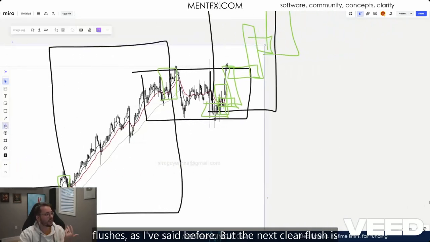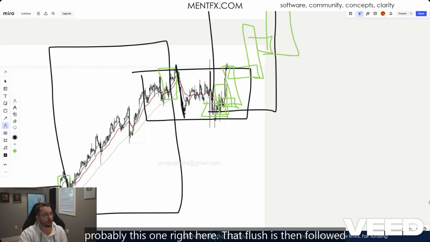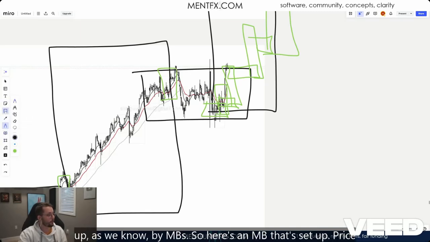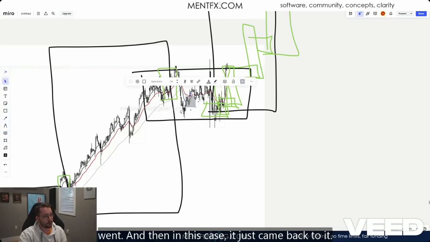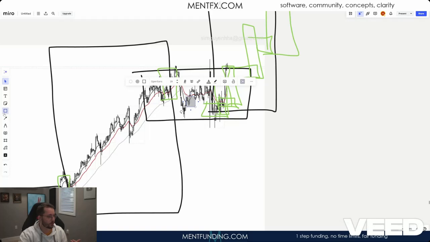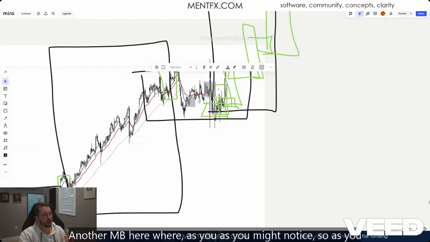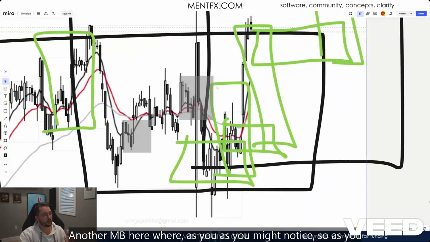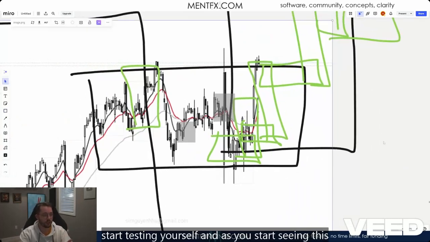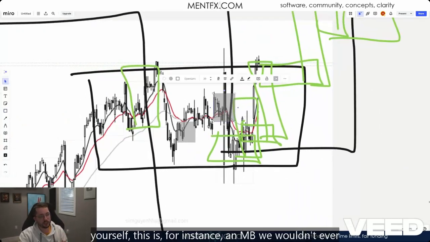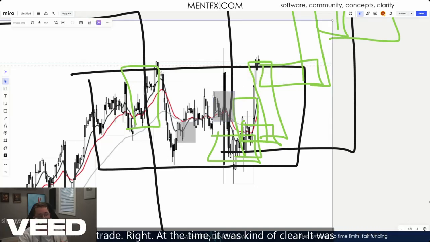But the next clear flush is probably this one right here. That flush is then followed up, as we know, by MBs. So here's an MB that's set up, price went, and then in this case, it just came back to it. Another MB here where, as you might notice, as you start testing yourself and seeing this yourself, this is, for instance, an MB we wouldn't ever trade, right? At the time, it was kind of clear.